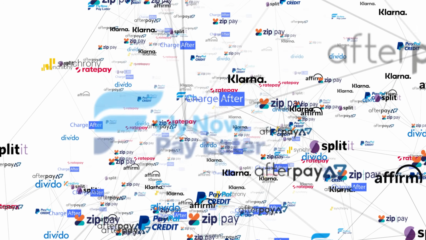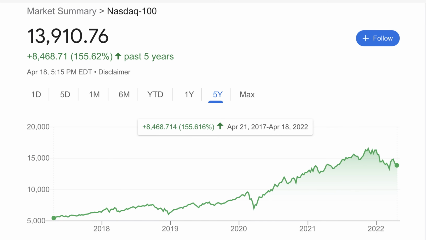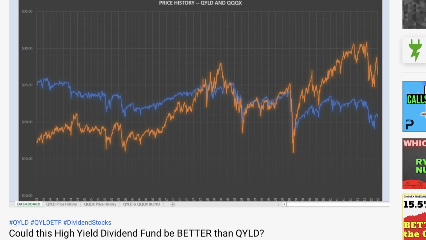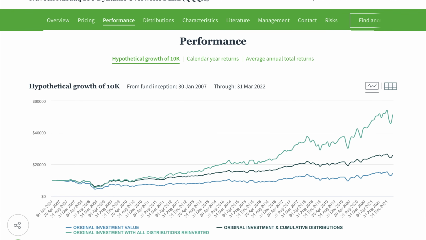So what is the best way to capture both growth and income while investing in the NASDAQ 100? Last week we took a look at QYLD versus QQQX, which was an alternative closed-end fund that had a very similar investment style as QYLD, but actually performed better when it comes to overall returns.